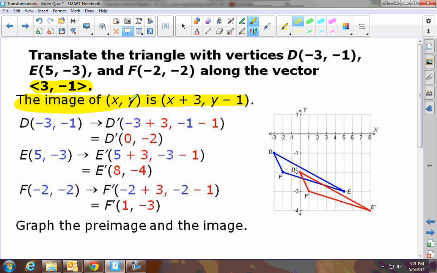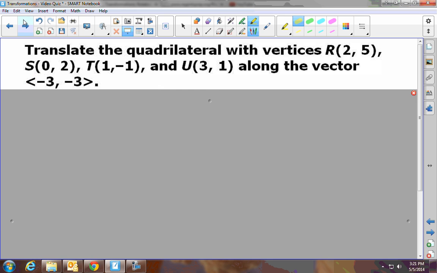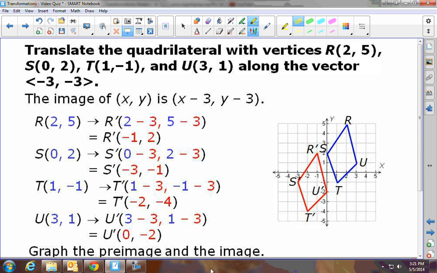We take the x and y, that's the original image, and the new image would be (x + 3, y - 1). So we added 3, we subtracted 1. And that's what the red is to the blue, over 3, down 1. Okay, same thing here. You can pause and take a look here.